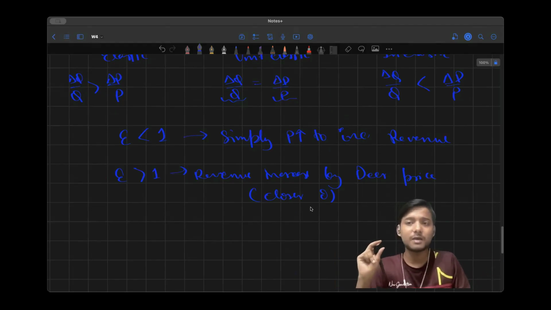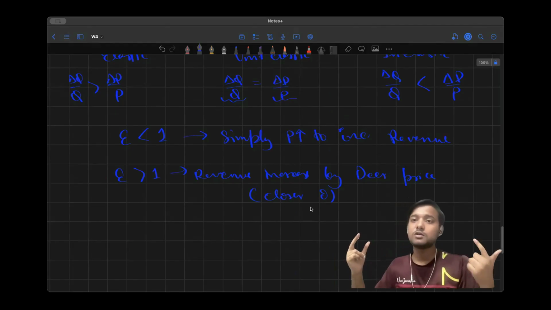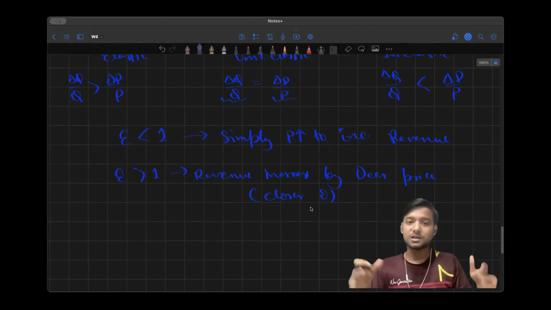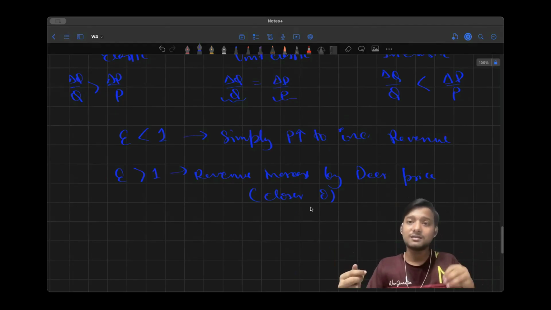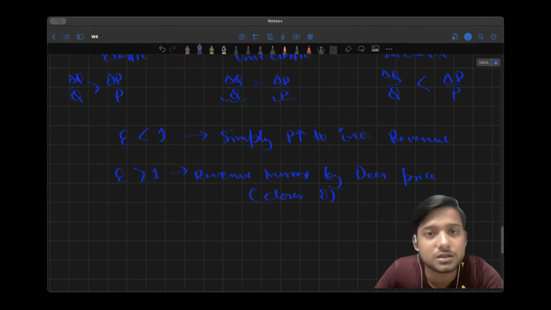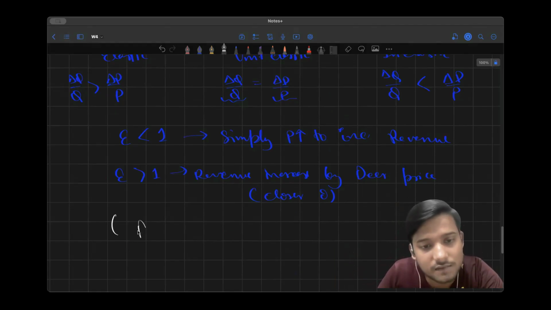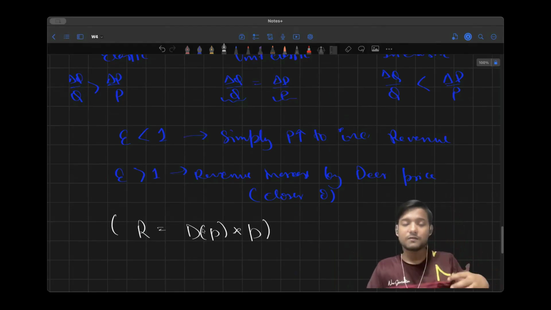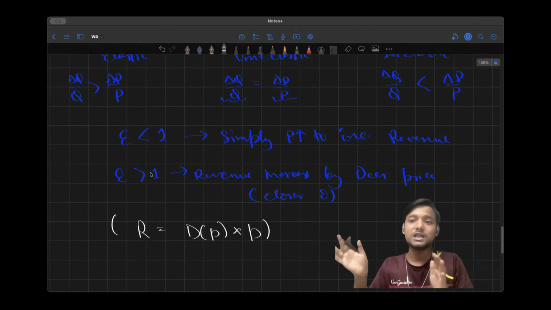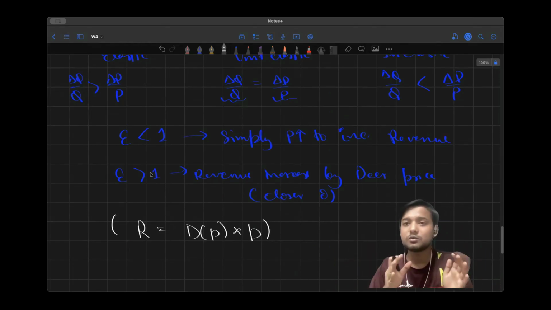I increased the price by a little bit, from 10 to 12, but my customer base fell from 10 to 2. So that's a very big change. Therefore, my product is going to be elastic. My elasticity is greater than 1. And in this case, if I want to increase my revenue, and revenue is basically my demand times price, I need to set my price closer to the 0 side.